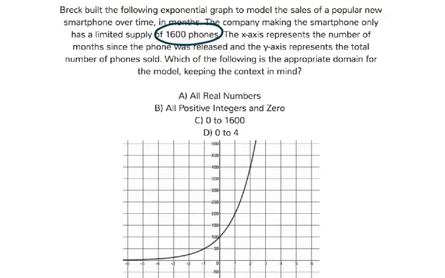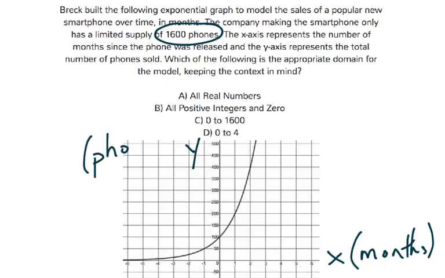The x-axis represents the number of months since the phone was released. Okay, I'm going to put months down here. And then the y-axis, they say, represents the total number of phones sold. So y is up here. That's phones sold. Okay. Which of the following is the appropriate domain for the model, keeping the context in mind?